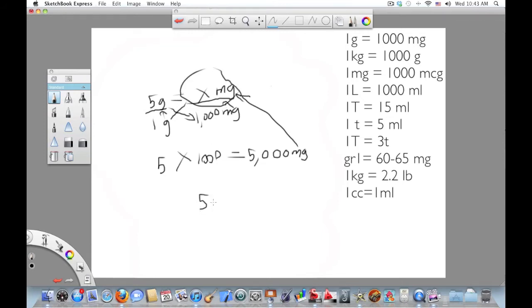So now you know 5 grams is equal to 5,000 milligrams.